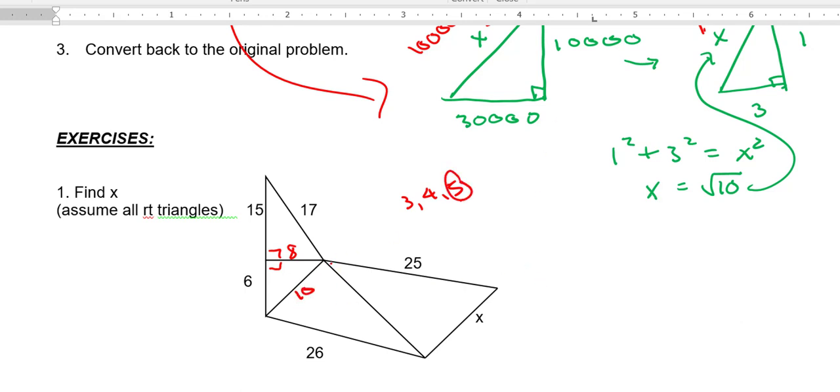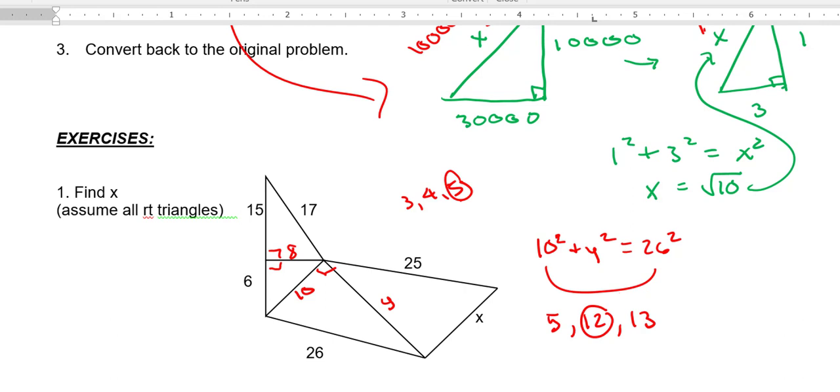And so now this is going to be a right angle right here. So it's going to be 10, let's call this y, 10 squared plus y squared equals 26 squared. But if you can recognize that this is a 5, 12, 13 right triangle, then this y will be 24 right here.